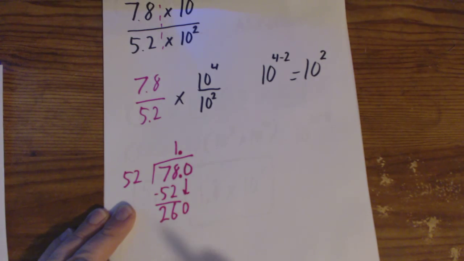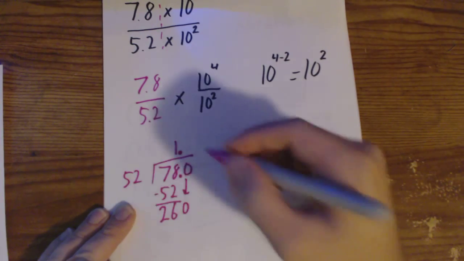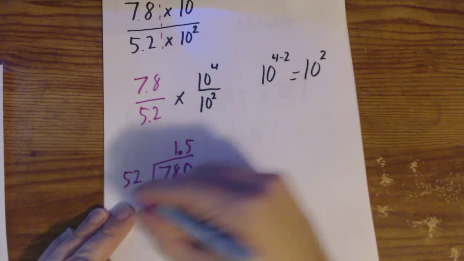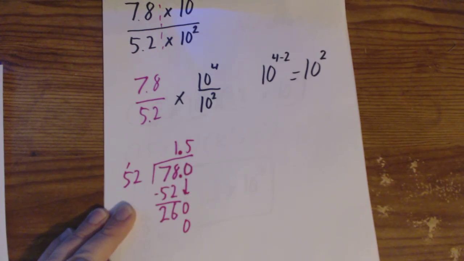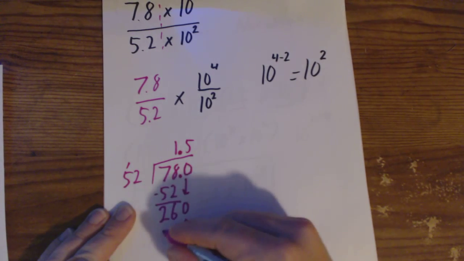50 would go in there 5 times, so that would give us 250. If you add another 10, that'd be just right. So 5 times 2 is 10. Carry the 1. 5 times 5 is 25. Plus 1 is 26.